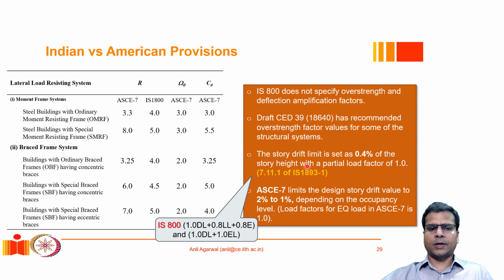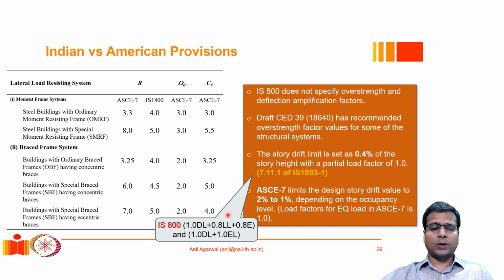Whatever we got from the analysis, it simply says that that value should be only 0.4% of the story height. So it may appear to be more stringent, but it is not. It is basically the ratio between 2% and 0.4% that could be designated as the deflection amplification factor. The only difference between this code, the Indian code, and FCES 7 is that FCES 7 gives different values of CD for different types of framing systems, whereas the Indian code gives a constant value because it sets a single lower limit for deflections.